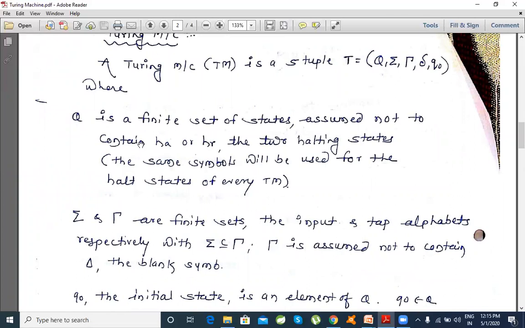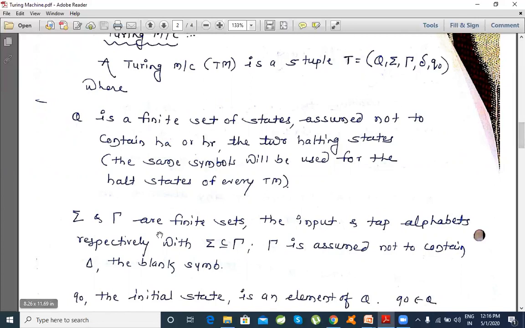So assume Q not to contain HA and HR. As I said, these are two separate new states which stand for halt and accept and halt and reject. So accepting while halting, rejecting while halting. The same symbols will be used for the halt states of every Turing machine. So for every Turing machine, HA and HR are common for most of the Turing machines.